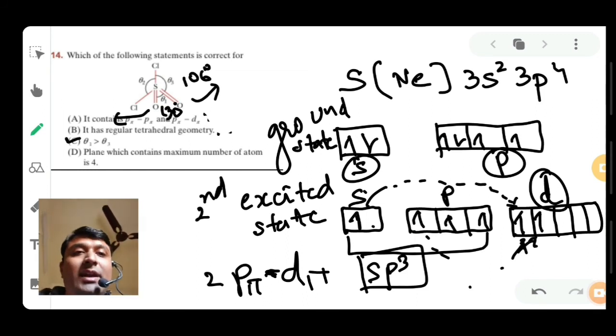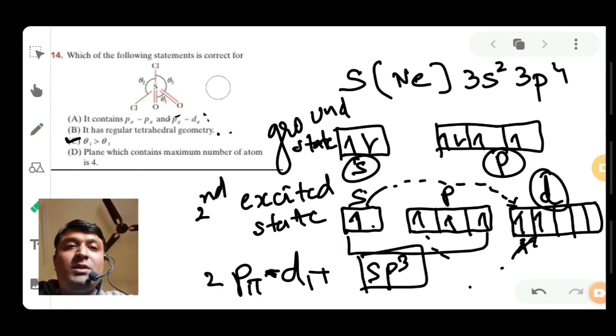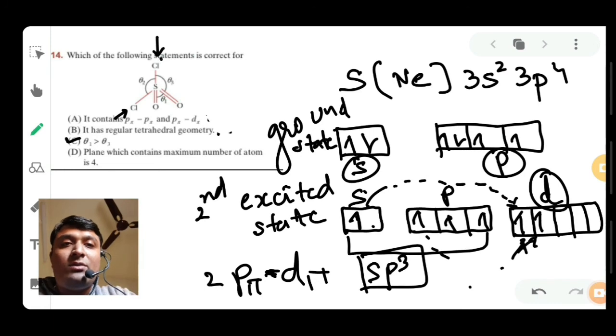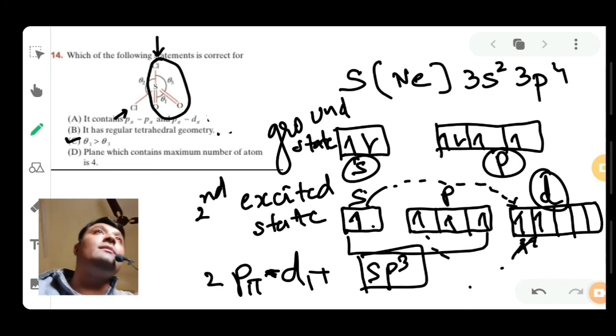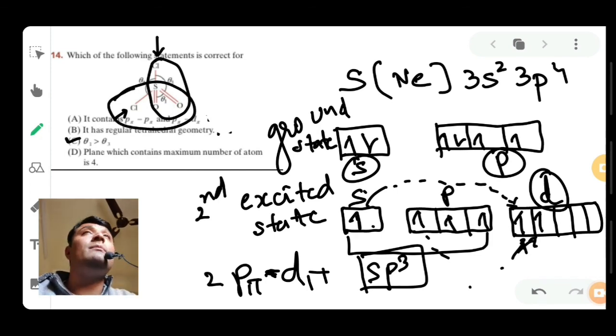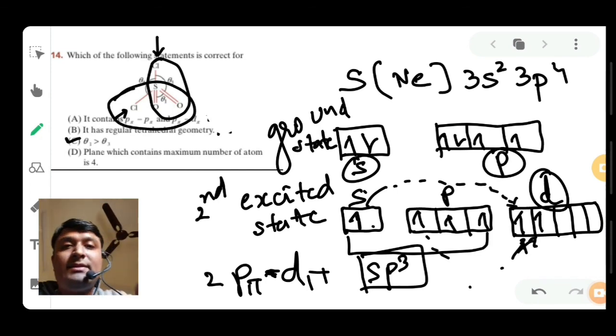So B and C options are interconnected, but option C is the correct option, as option B says that it's a regular tetrahedral geometry, but it is asymmetric tetrahedral geometry. Okay, now coming to the fourth option that is given to us. So it tells us that the plane contains a maximum number of atoms is 4. So if you look from upside or any of the side, you will find that only 3 atoms is maximum from any plane. If you observe from this plane, the maximum atoms that are linked in a plane is 3. It's not 4, so this option is also incorrect.